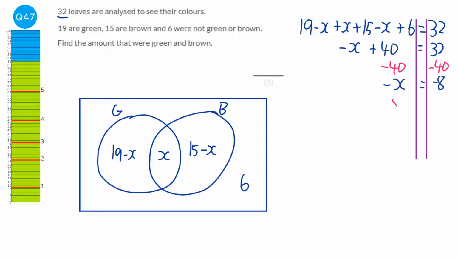And we can just times by minus 1 both sides to make them both positive. So now we know x is 8, we can start filling in the Venn diagram. So it's 19 take away 8, which will be 11. X is 8, so we know that that's 8. And 15 take away 8, which is 7. So find the amount that were green and brown. We know it's going to be 8.